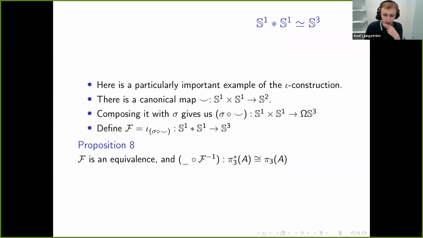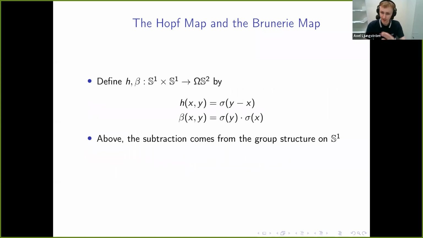Okay, good. Now we can get into the good stuff. So here are 2 more iota constructions. We can define 2 maps H and beta. H is for Hopf and beta is for Brunerie. I don't know why I didn't call it B. Beta looked nicer, I guess.